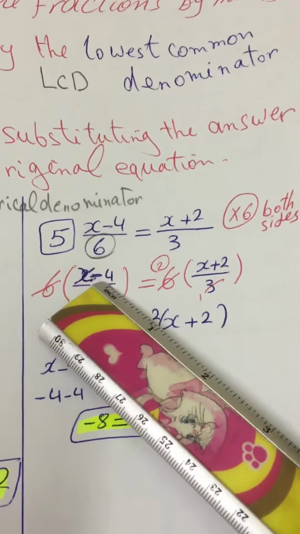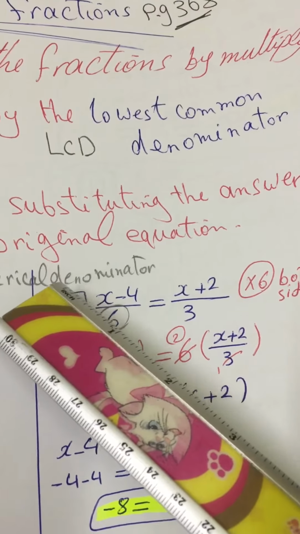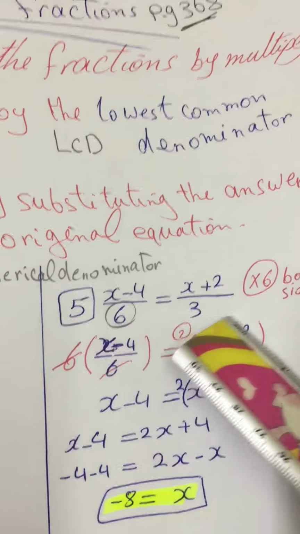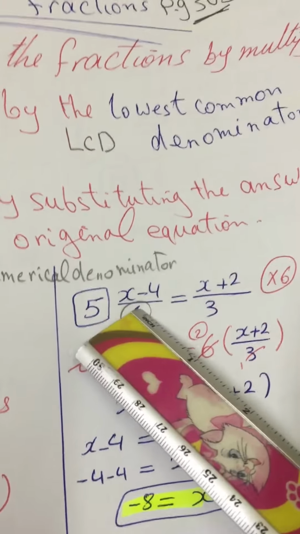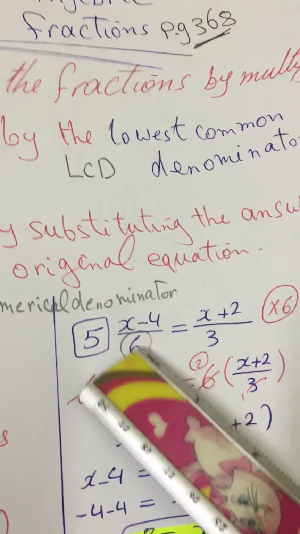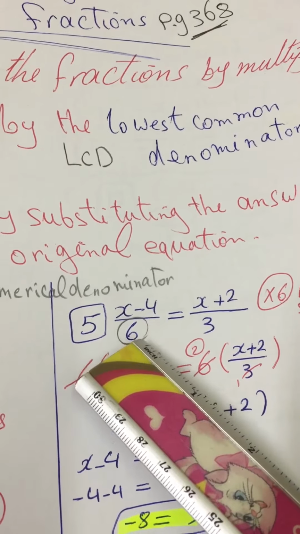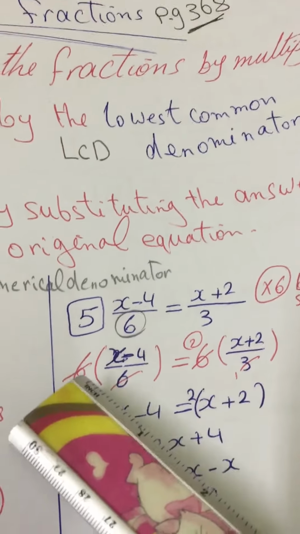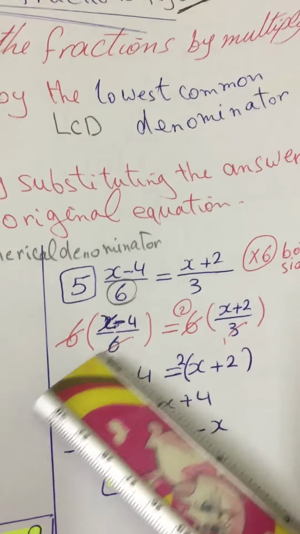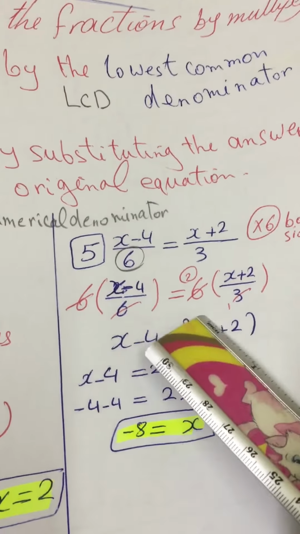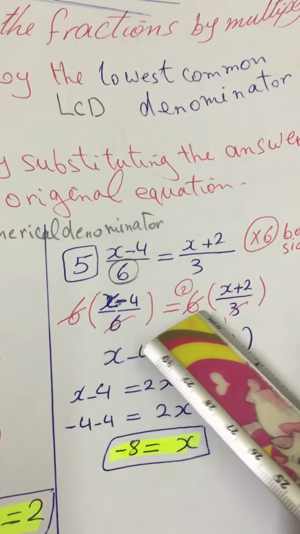I have x minus 4 over 6 equal to x plus 2 over 3. Look at the denominators you have. Which one can I use to multiply both sides by to clear the denominator? I can use 6. So here, I'll multiply 6 by x minus 4 over 6, as you see. And on the other side, 6 multiplied by x plus 2 over 3. Now start to simplify. 6 divided by 6 equals 1.